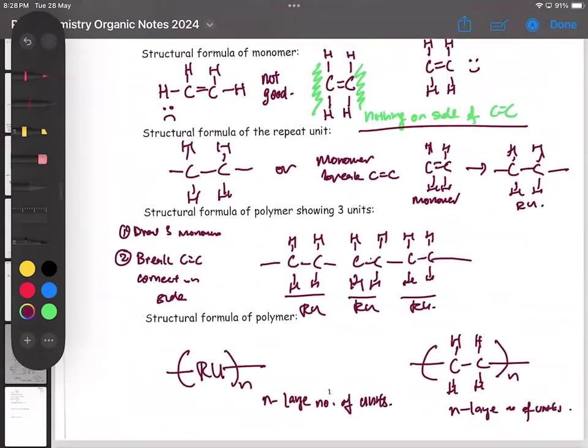So I'll give you a few minutes to draw the structure of polypropylene. You'll see how it goes. We'll go through in a few minutes.